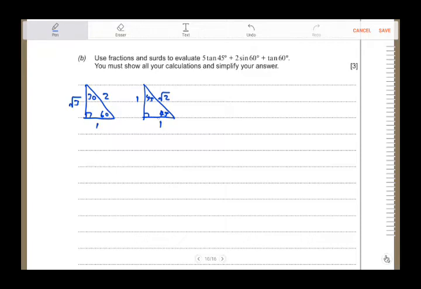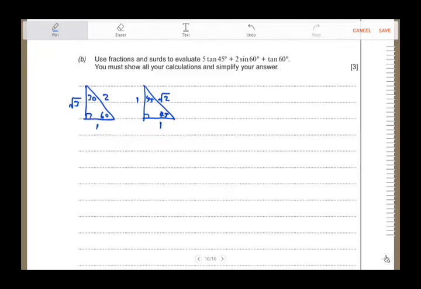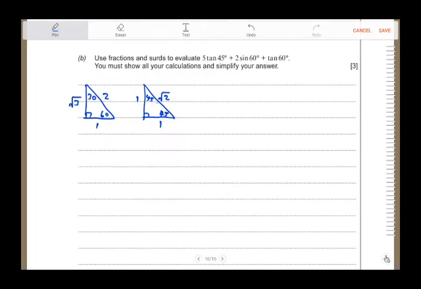Right, so using both these triangles, I'm going to write down the tan of 45, the sine of 60, and the tan of 60. So for tan of 45, any one of these 45 degree angles is okay. Tan of 45 is opposite over adjacent. So if I'm looking at this 45, that's my opposite. That would be my adjacent. That's 1 over 1. Which is 1. So tan of 45 is equal to 1. Now sine 60 from the other one.